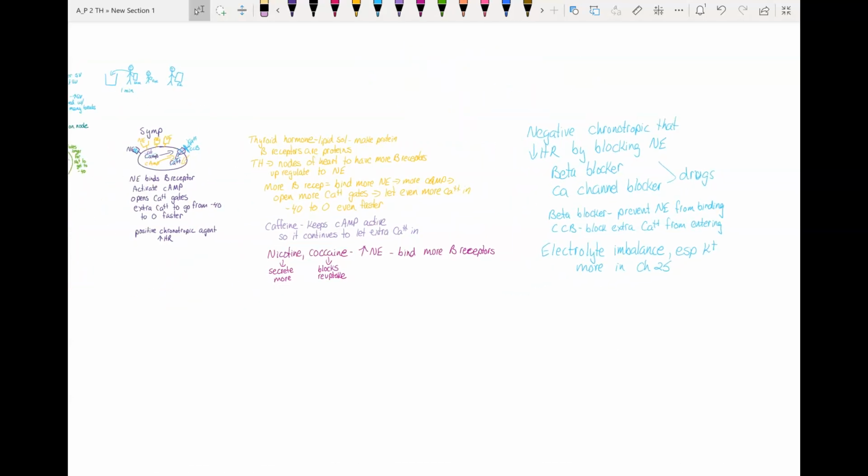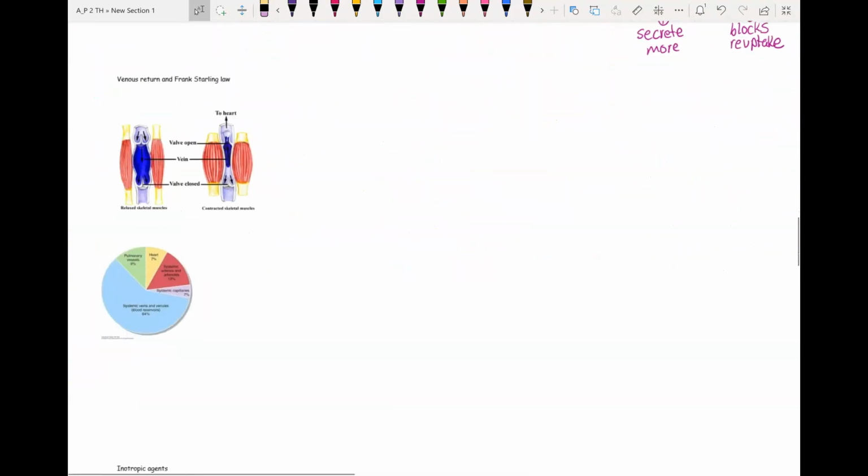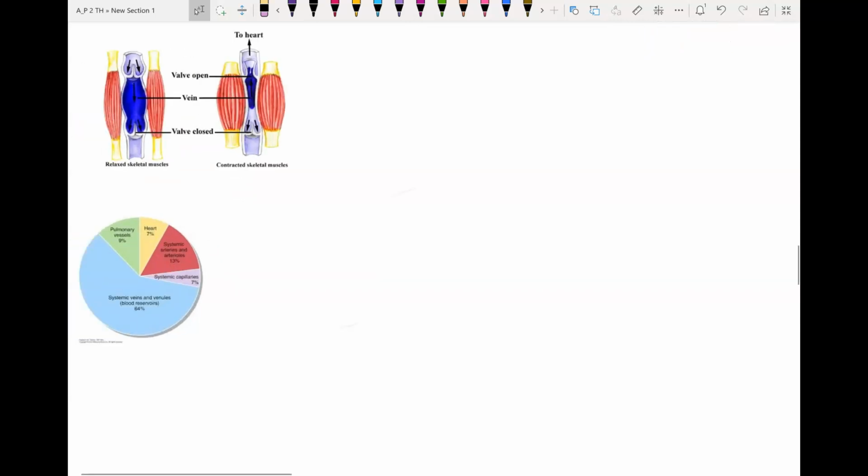Okay, so those are chronotropic agents. This is how you alter your heart rate. Let's keep looking at other factors that would affect cardiac output. So we have venous return and Frank-Starling law of the heart.